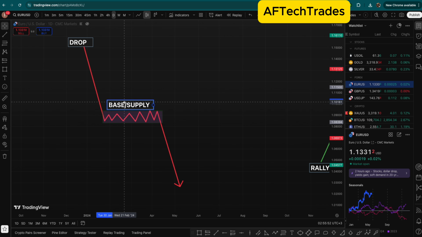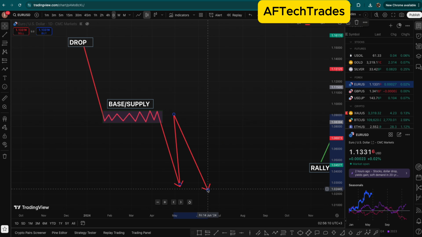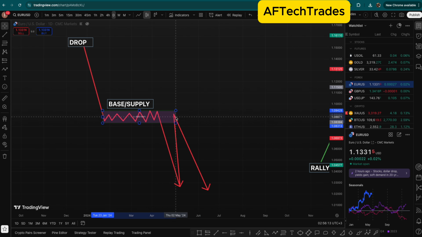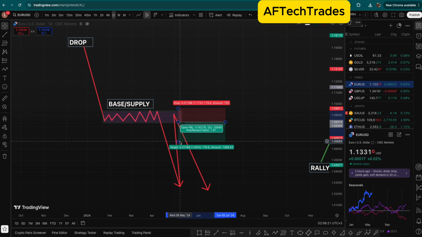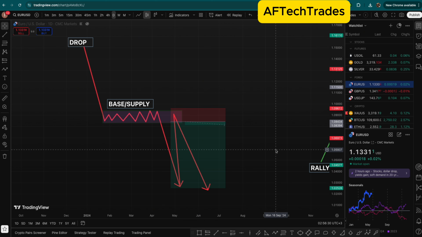So the institutions will wait for this market to tap back into this zone like this to continue going down. I hope you get, to tap back into this supply zone, sorry, to continue going down. So they plot in their short position limit order here, and they target the next. You see? So this is how it looks like.